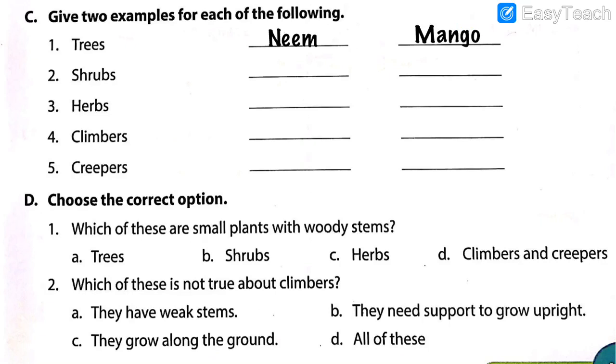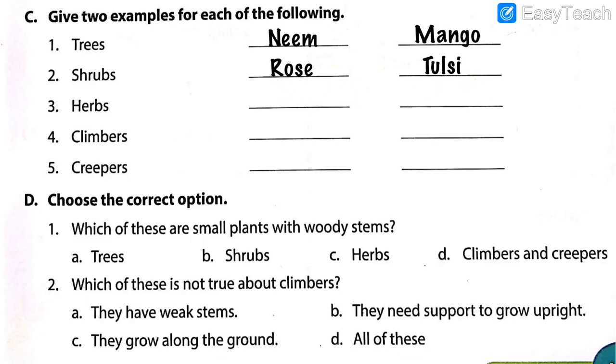As you can see, I have written the two names. You can write banyan also, whichever trees you like. So the two names of the trees are NEEM, neem, and MANGO, mango. These are the two types of trees. Number 2, shrubs. Now, shrubs, we know what are shrubs? They are small plants with woody stems. And in shrubs, we have seen so many examples. So we have to write any two types of shrubs. I will write it for you.